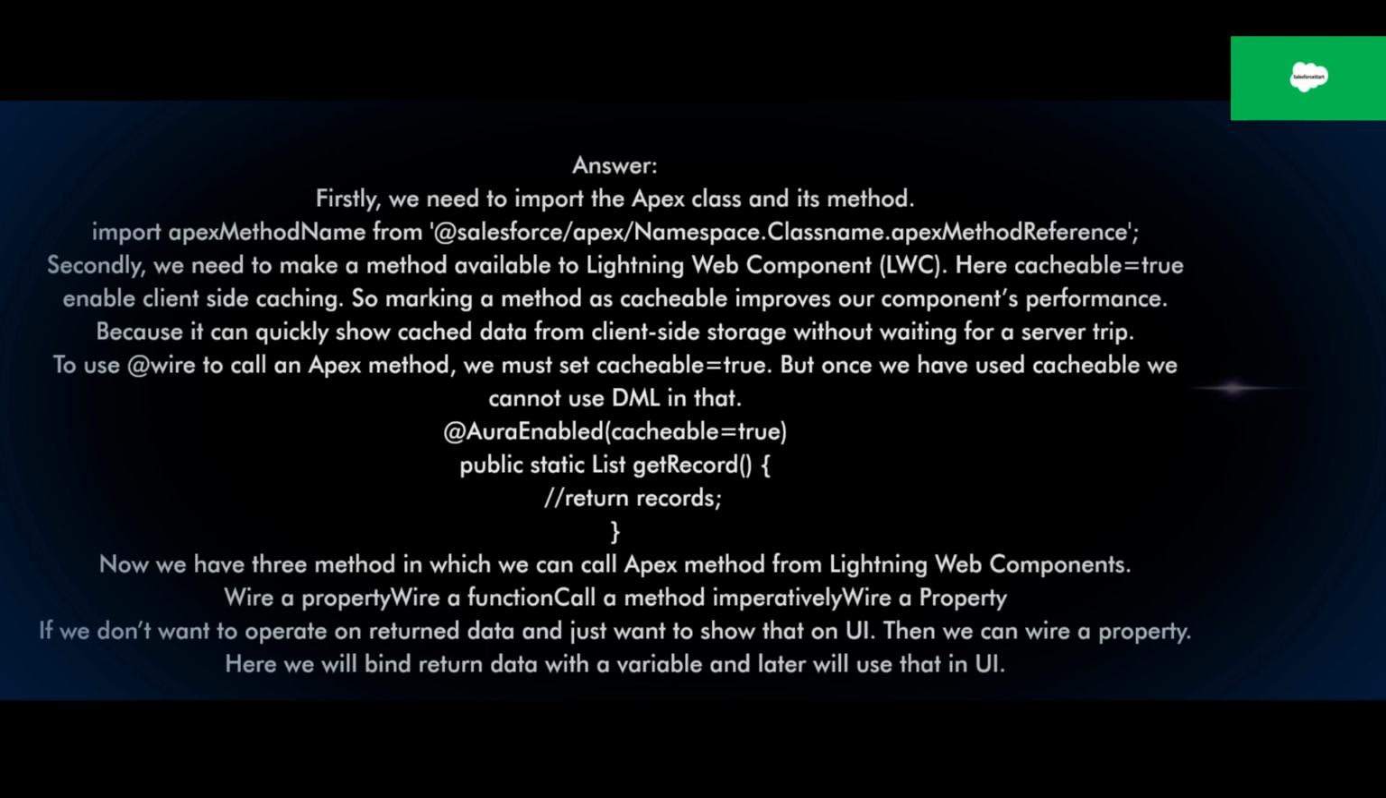Here, cacheable=true enables client-side caching. So marking a method as cacheable=true improves our component's performance, because it can quickly show cached data from client-side storage without waiting for a server trip. To use @wire to call an Apex method, we must set cacheable=true.